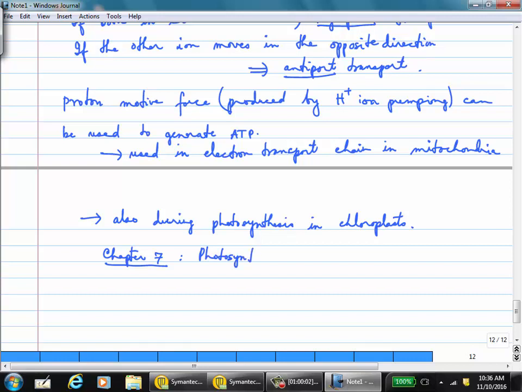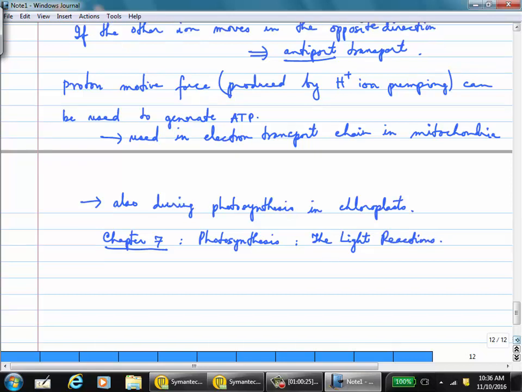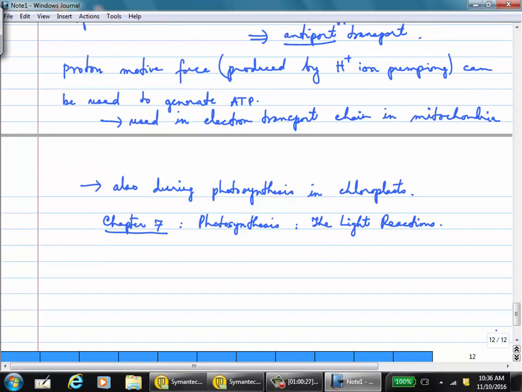Photosynthesis is made up of two parts. There are some reactions that are called the light reactions, the reactions involving light, and then there are other reactions that are called the carbon fixation reactions. So chapter 7 is photosynthesis, the light reactions. Now let's start off by taking a look at the overall reaction of photosynthesis.